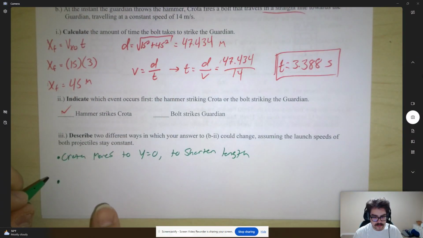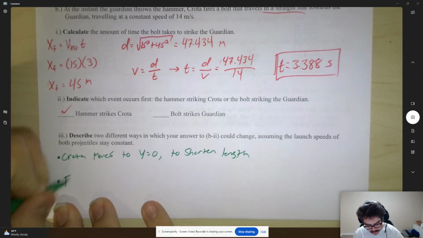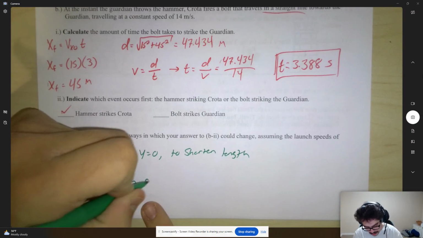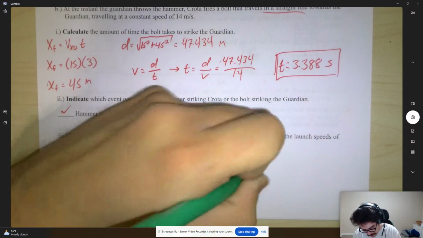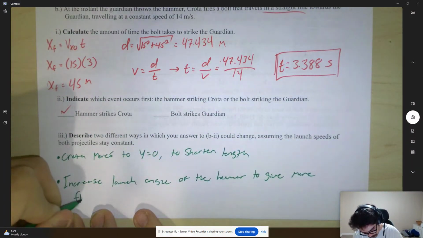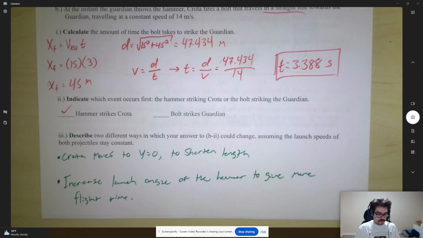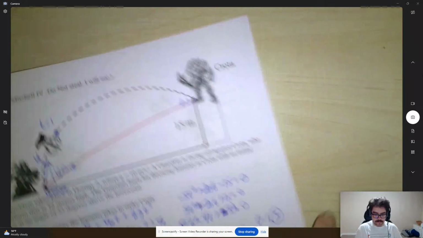The other thing that we could say is that we could increase the launch angle of the hammer to give more flight time. This problem's not super clear, honestly, and I kind of regret putting it on there. But these are the two big things that you can do to change the answer to that part. Okay.